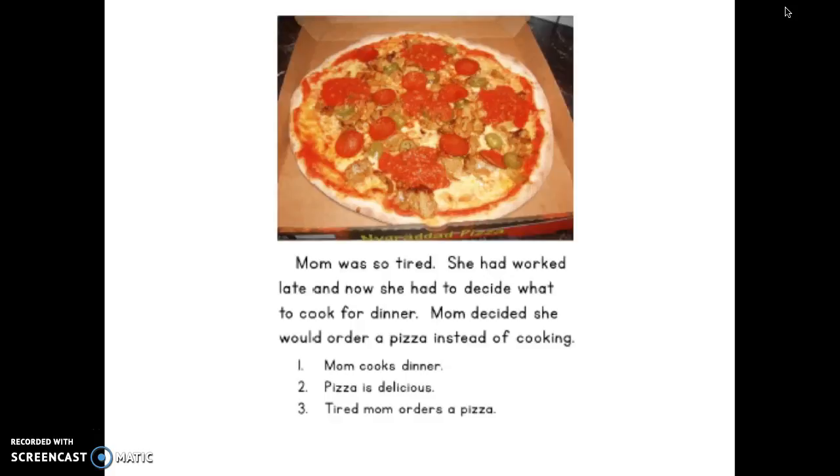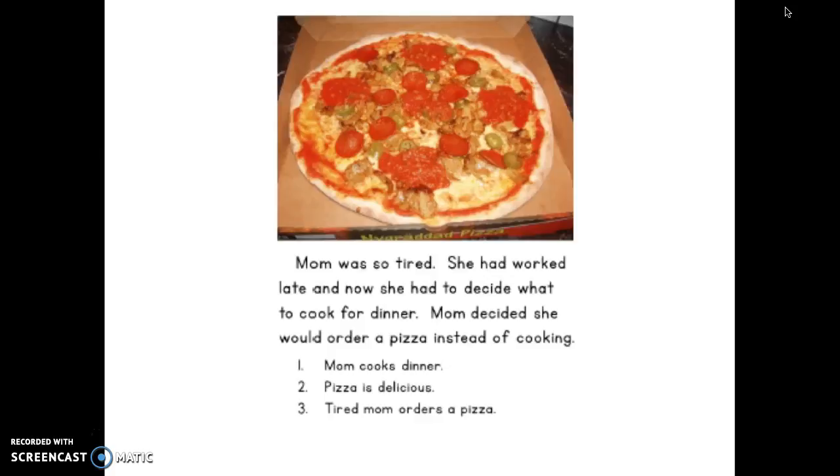I'll read the passage to you this time, with the choices for what the main idea might be. Mom was so tired. She had worked late, and now she had to decide what to cook for dinner. Mom decided she would order a pizza instead of cooking. Let's look at what our choices are. Number 1, Mom cooks dinner. Number 2, pizza is delicious. Number 3, tired mom orders a pizza.